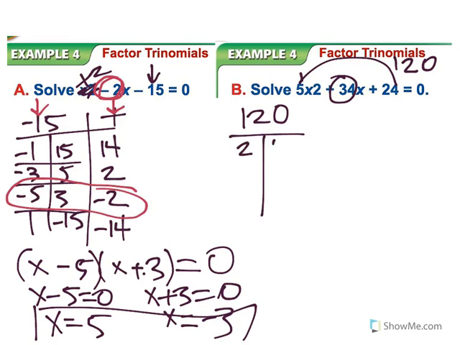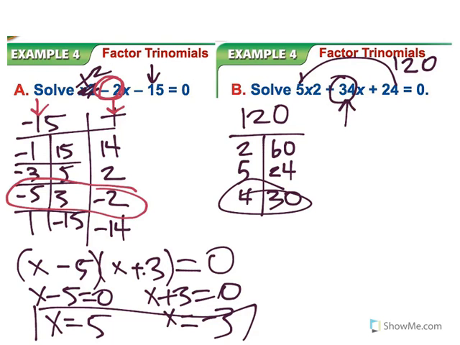Let's see, we have 2 and 60, 5 and 24. Oh, I missed one. We have 4 and 30. And it looks like I found my pair, 4 and 30, because when you add those up, you get 34.